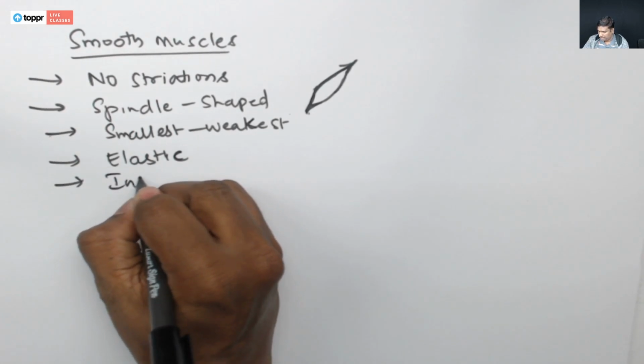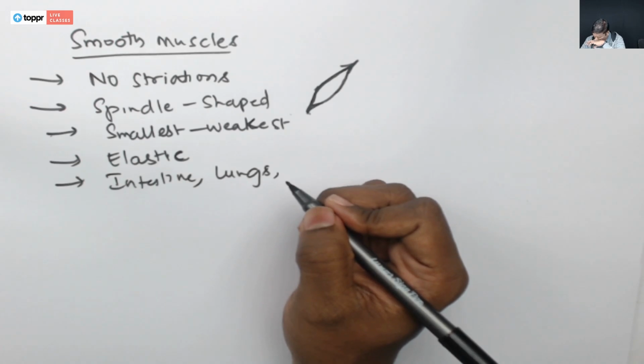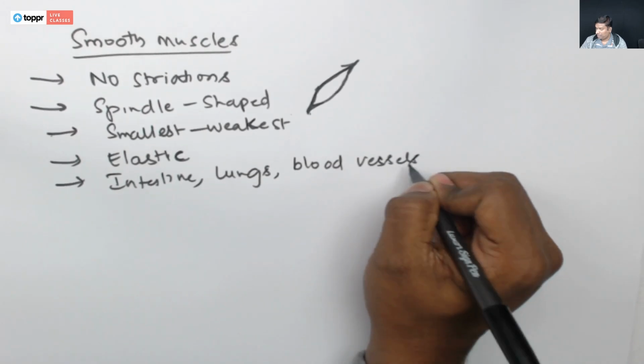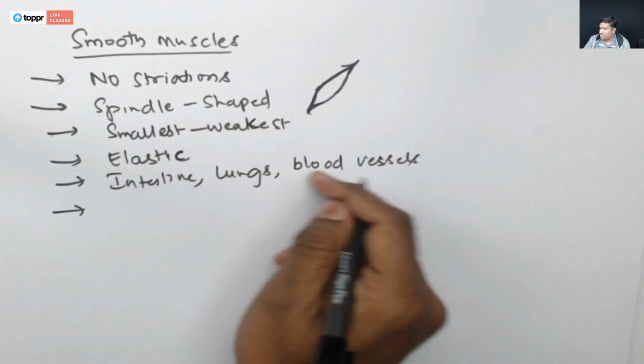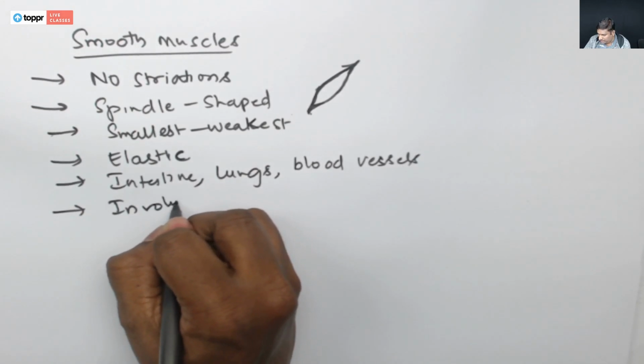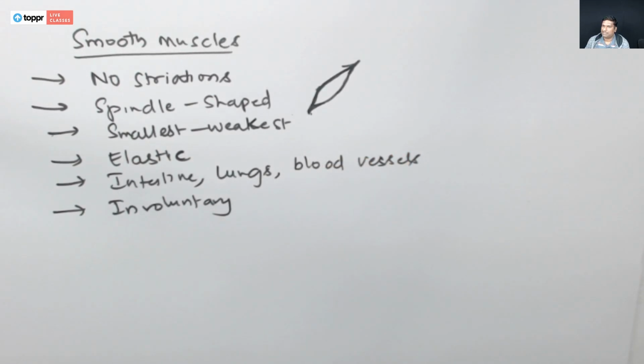So your intestine, lungs, blood vessels. In all these regions you will see the smooth muscles. And smooth muscles are involuntary. That is, you can't control your intestine movements. Taking the food into the mouth is under your control, because all the muscles of your jaw, hands and everything are skeletal muscles, and they are under your control.